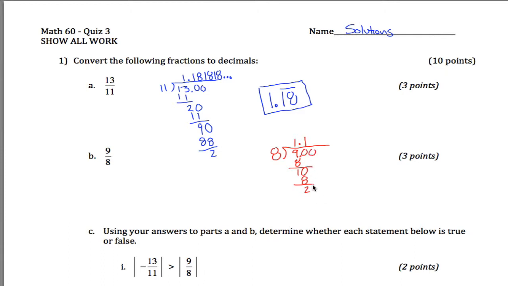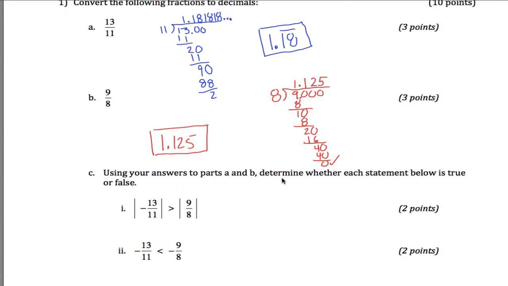Still not a remainder of 0, so we add another 0 and bring it down. 8 goes into 20 twice. 8 times 2 is 16. 20 minus 16 is 4. Still not a remainder of 0, so we bring down another 0. 8 goes into 40 5 times. It's good news because 8 times 5 is 40, and we're now left with a remainder of 0. So what we get down here is 1.125 as our final answer. Nothing repeating, this is the end of the decimal.